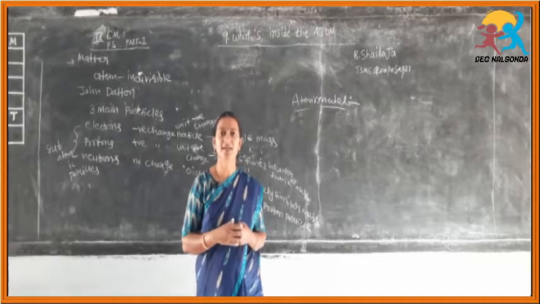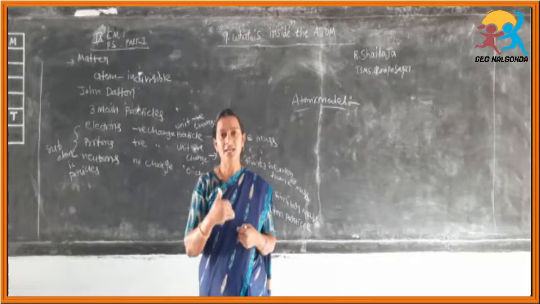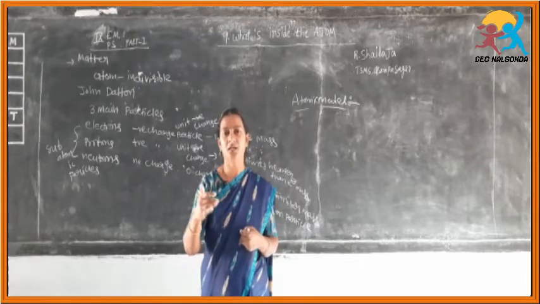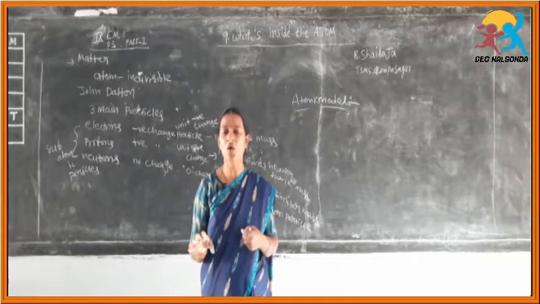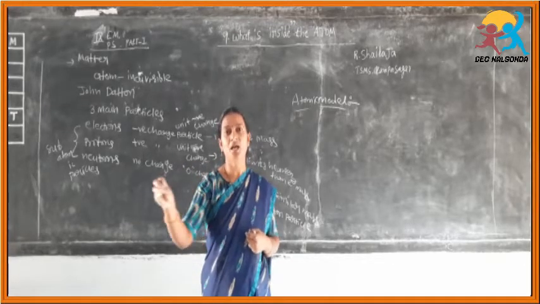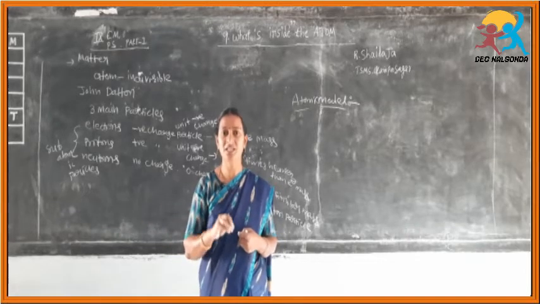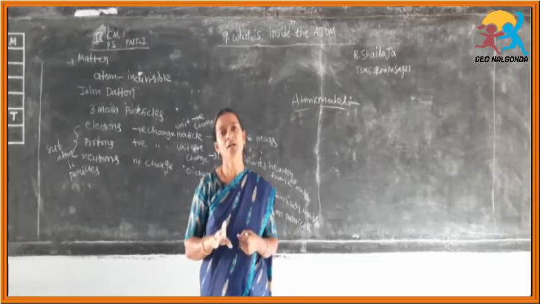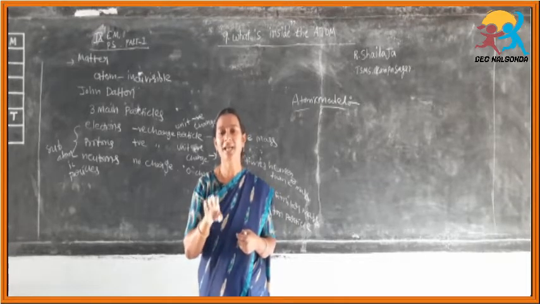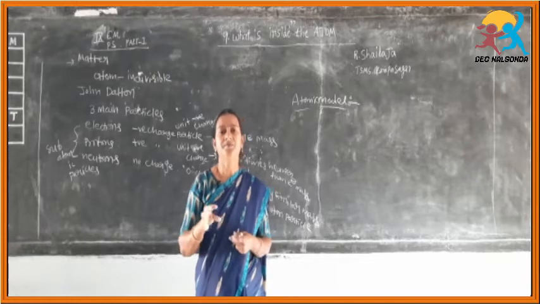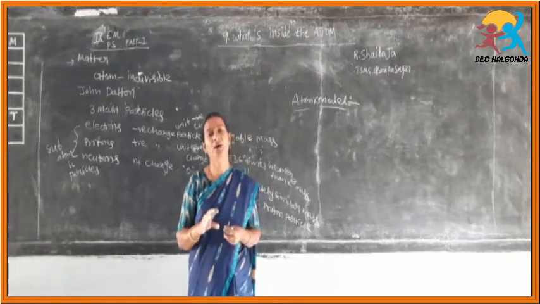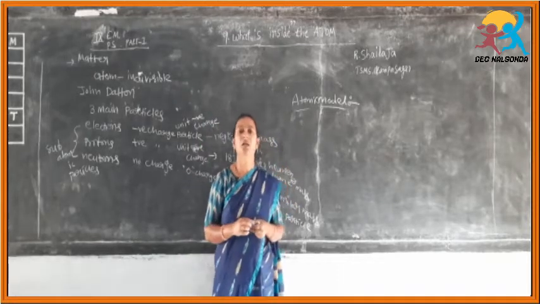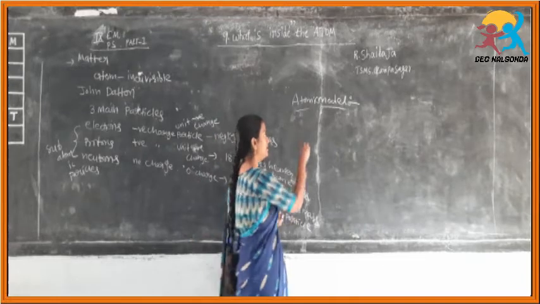For example, when we are constructing a building, first we draw a model. In our house, the kitchen is placed here, the bedroom here, the hall here. It is the same in the atom: there are three particles, electron, proton and neutron. How those particles are placed in the atom, that arrangement of subatomic particles, is considered an atomic model. The first atomic model was proposed by J.J. Thomson.